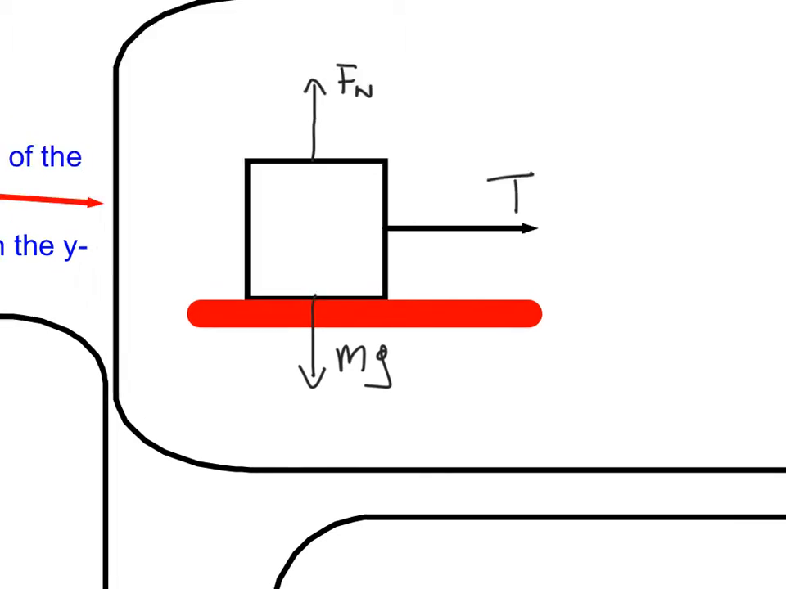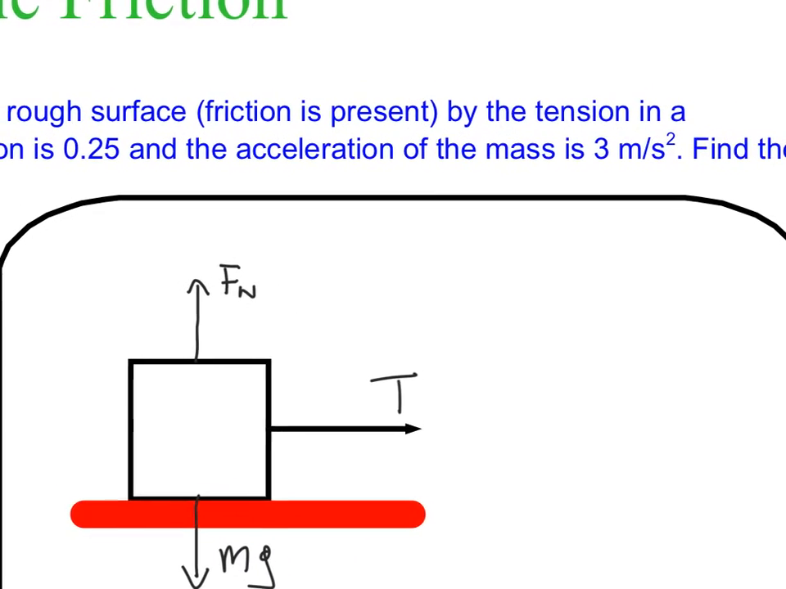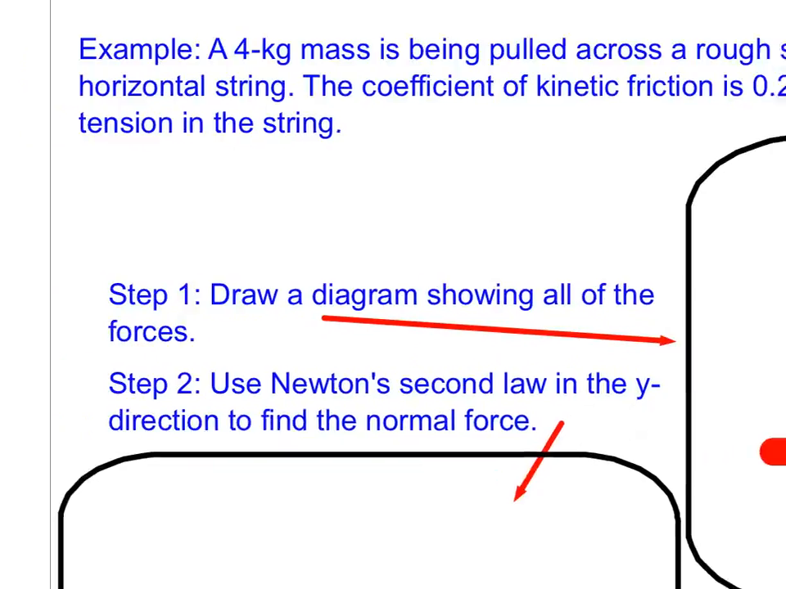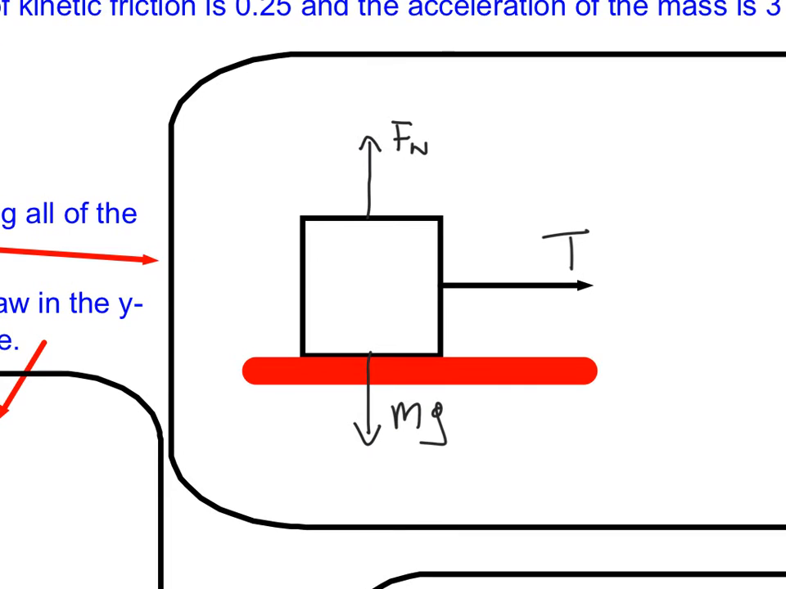So the question, if I remember correctly, says that the object is being accelerated to the right. It's being pulled across a rough surface, and it had the arrow to the right, so I'm going to assume that means to the right. So my force of friction has got to be to the left. Remember, friction opposes motion. It tries to prevent it. So my force of friction is to the left.